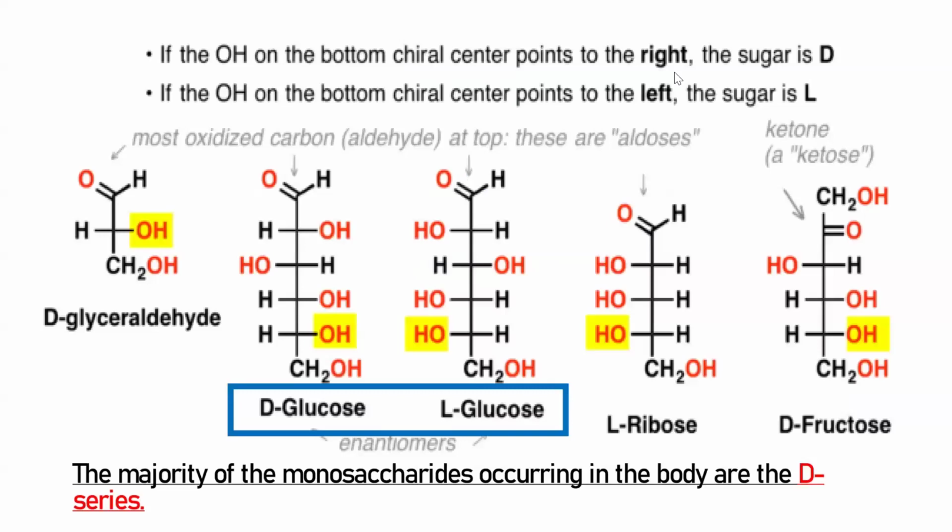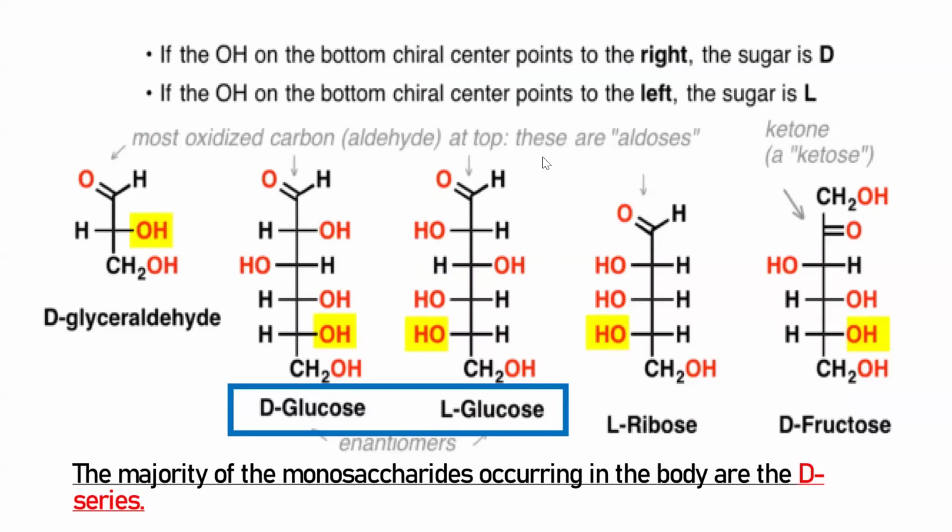So if the OH group is on the bottom, and the chiral center points to the right, the sugar is D-glucose. So let's look at this. This is the OH group, and it is on the bottom of the chiral carbon, because this is the chiral carbon. So it is at the bottom of the chiral carbon. As a result of that, we have a D sugar.